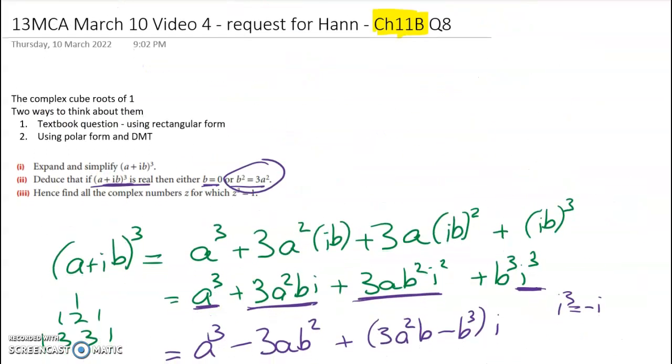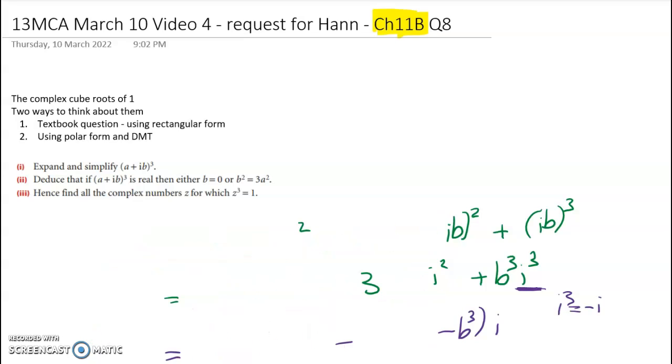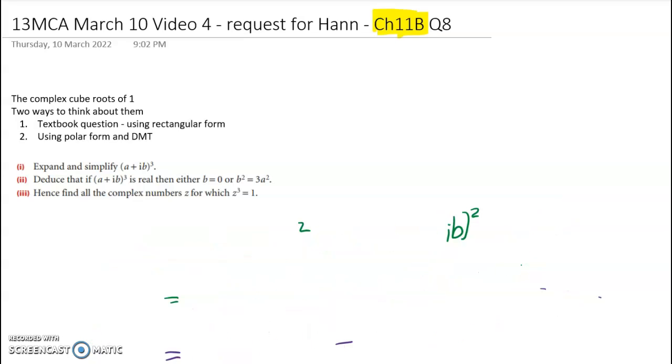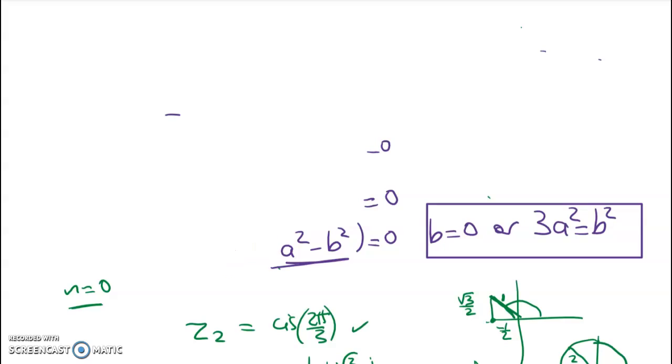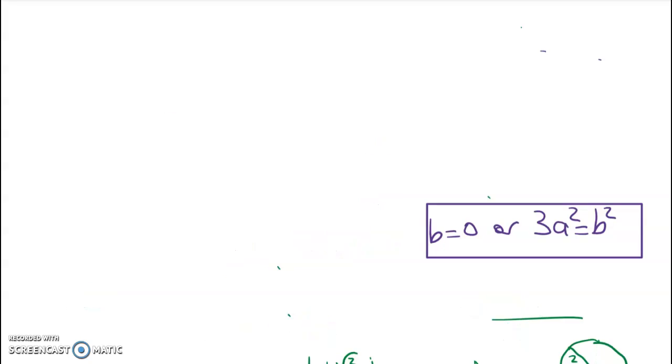Now let's look at this last bit. Hence, in other words, using the thing you just did, find all the complex numbers z for which z cubed is equal to 1. Now we know that there are going to be 3 of them, and we know that what we're going to have to do is to use that result with all the a's and b's. So I'm just going to get rid of some of this stuff here. I suppose I could just go to a new page. That would have been easier.